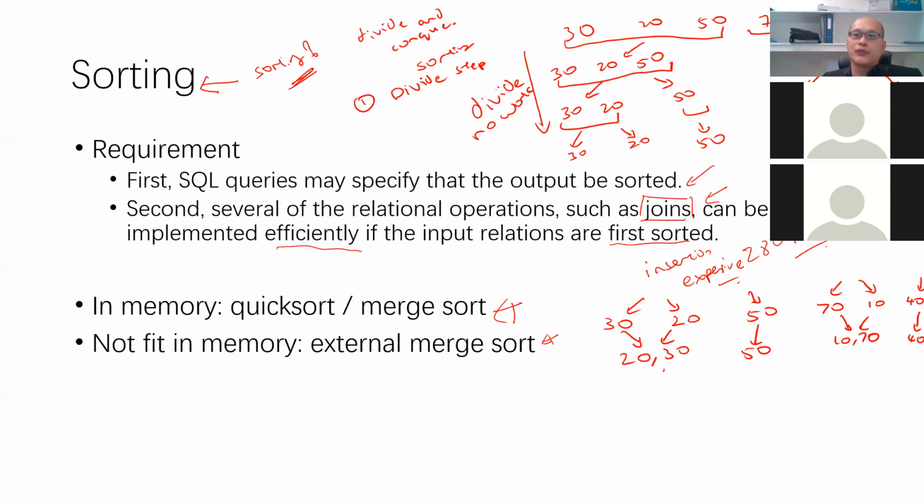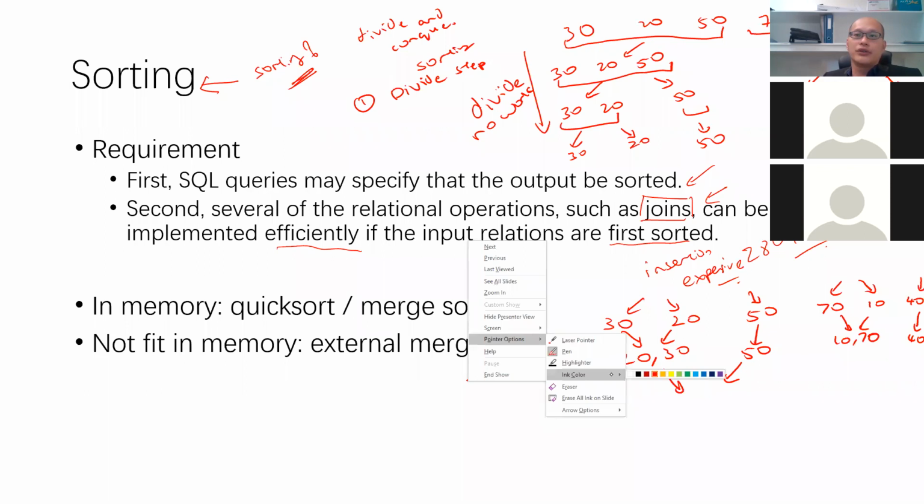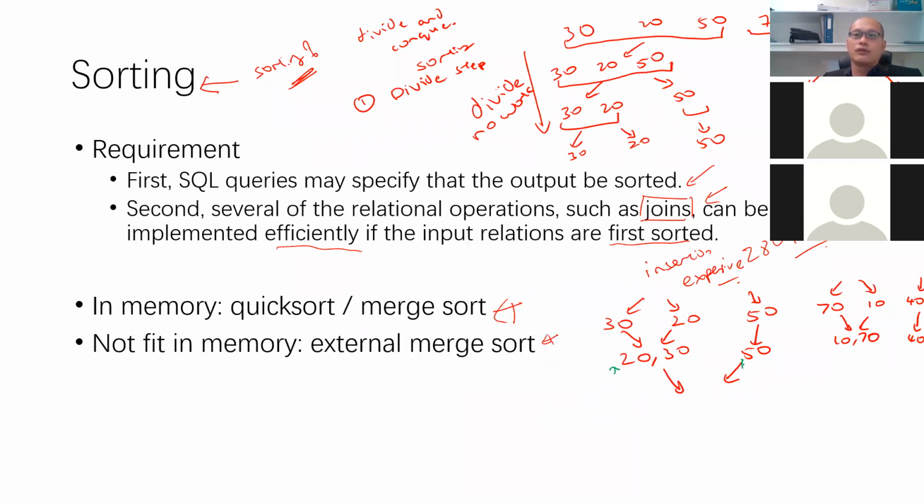In the next run, we're going to merge these two together. You can think of it as having two pointers, one over here, one over here. You compare between these two pointers and take the first number first, which will be 20. You move the pointer, compare between these two numbers and take 30, and now you only have 50 left.